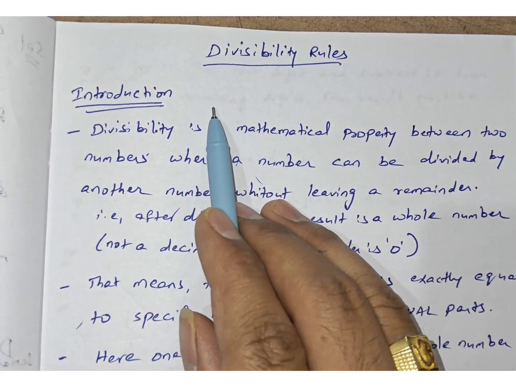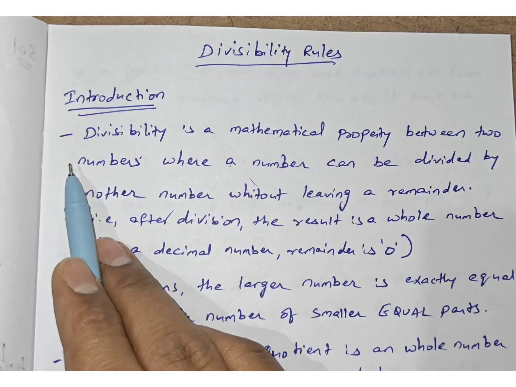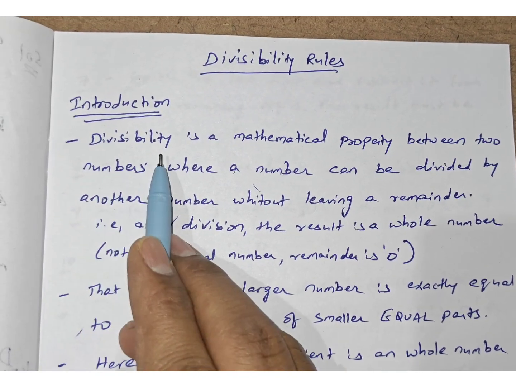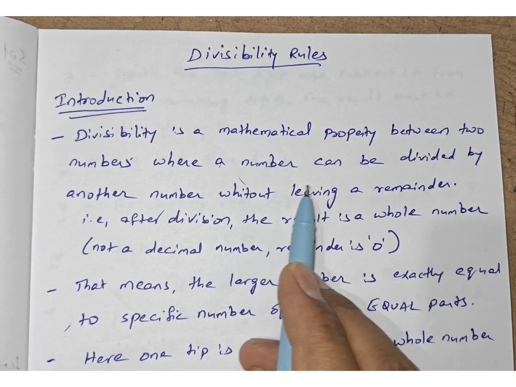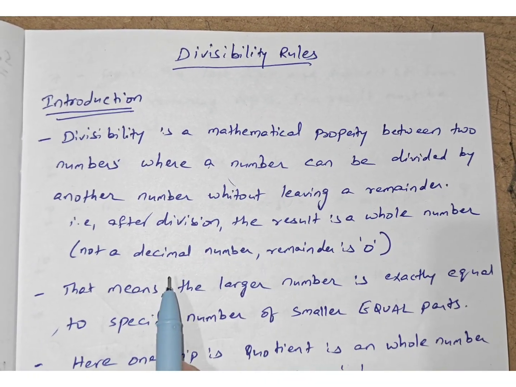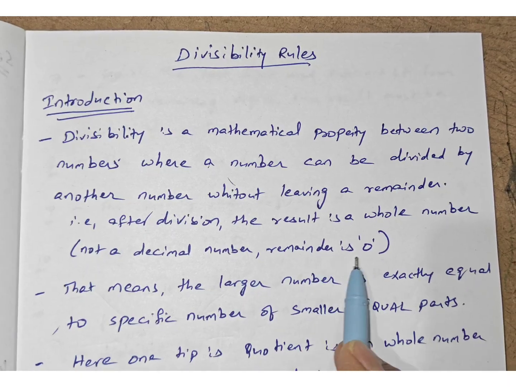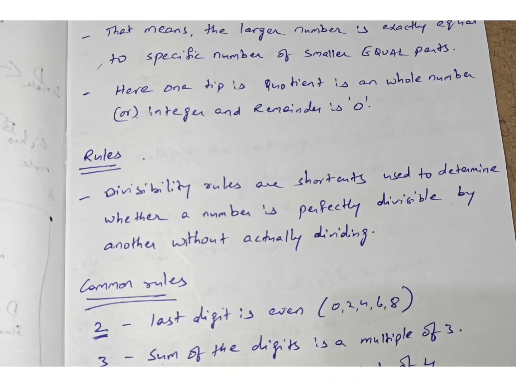Today let us learn the concept of divisibility rules. Before going into the topic, let us have the introduction to the topic. Divisibility is a mathematical property between two numbers where a number can be divided by another number without leaving a remainder. That is, after division, the result is a whole number, not a decimal number, and the remainder is 0.